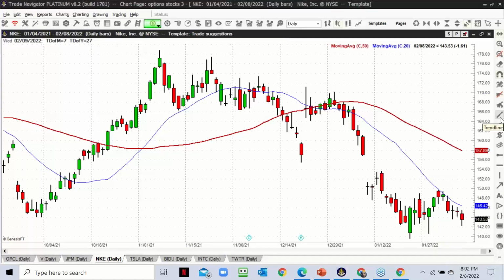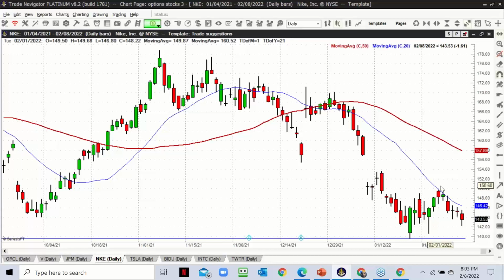So with the aforementioned, I'm looking for potential support at the lows of this classic bullish engulfing pattern, which was confirmed here. So although the short-term trend is down, I'm viewing the market as approaching a potential support area. Again, this is Nike.